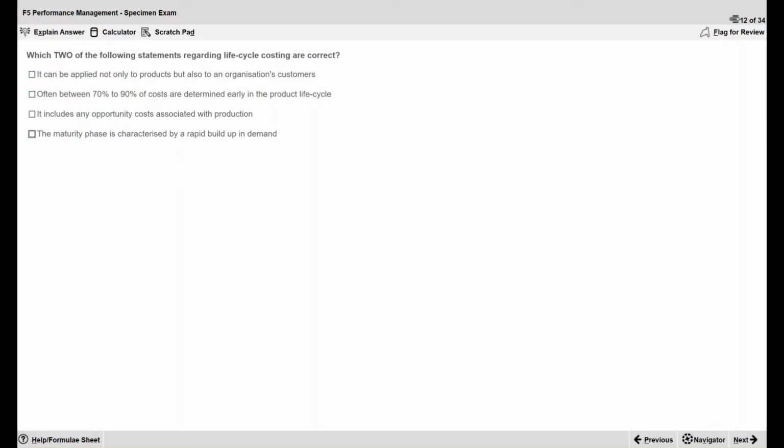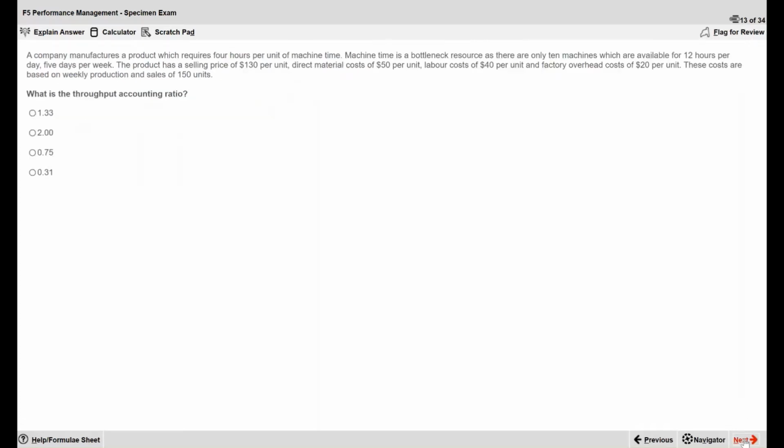So the first one is correct. Often between 70 to 90% of costs are determined early in the product life cycle. You might have seen this in many places, that about 70% or 90% of the costs are identified. It is actually mentioned in the BPP book as well. So I would select this one.